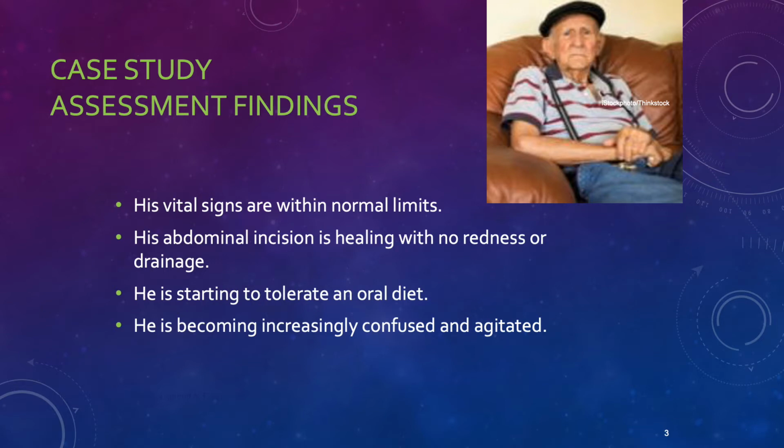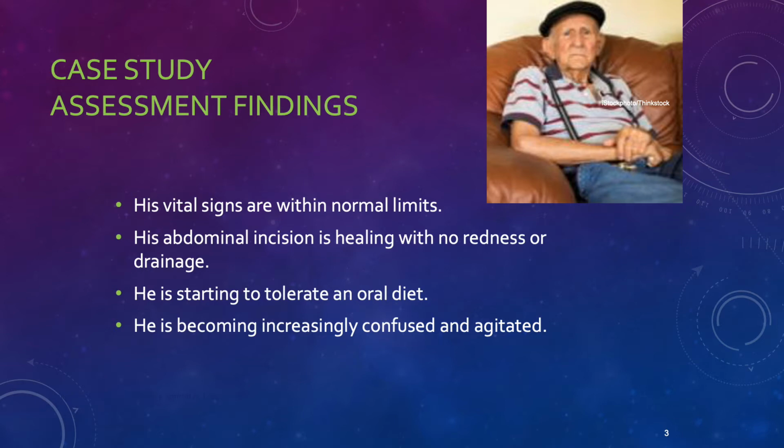His vital signs are within normal limits. His abdominal incision is healing with no redness or drainage. You might document that as abdominal incision intact, no drainage or redness, staples intact, edges well approximated, meaning it's sealing up like we like it to. He's starting to tolerate an oral diet, probably sips and chips at this point, sips of water and chips of ice, and he's increasingly becoming confused and agitated.